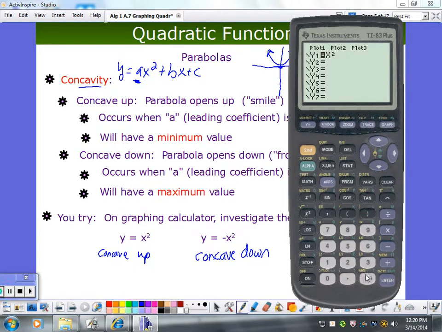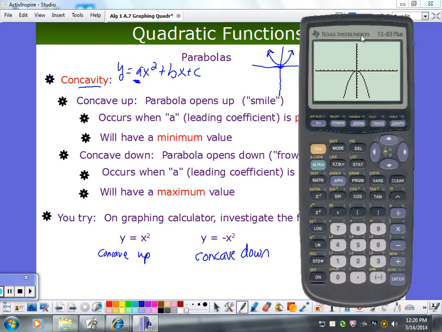All right, I'm going to take this as negative x squared. And what do we expect it to look like? Frowny. It is frowny. So it tells us which way. And if I give you this and I said, gee, what is A? Is it going to be positive or negative? Looking at this, what would you say? Negative. So you can go back and forth with it. The calculator is your friend with this.